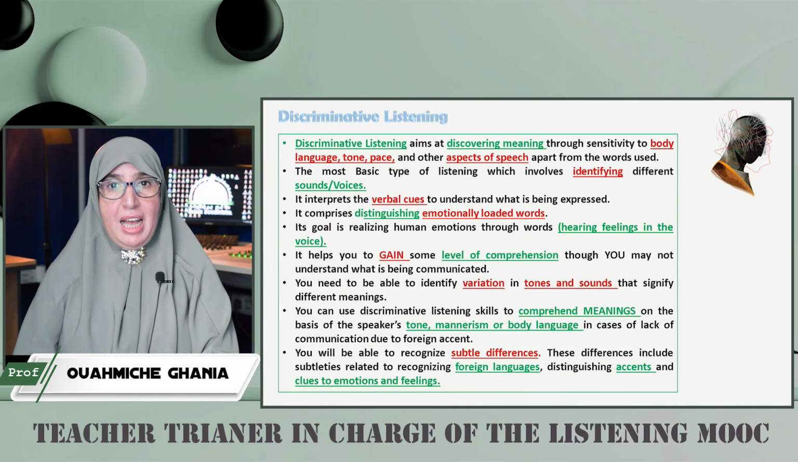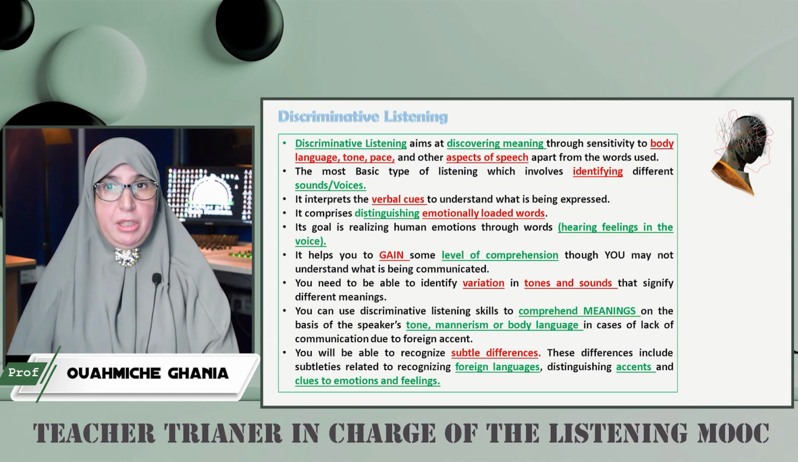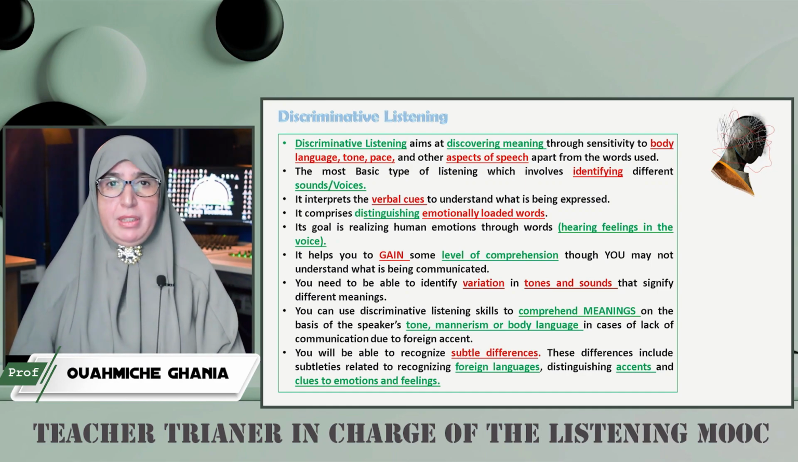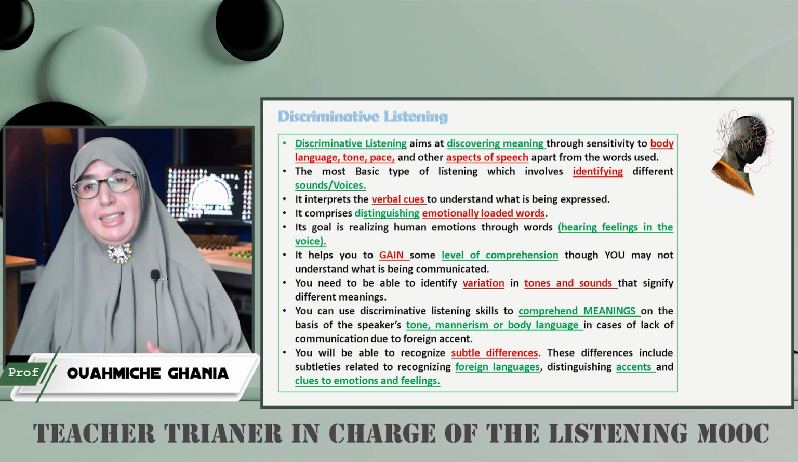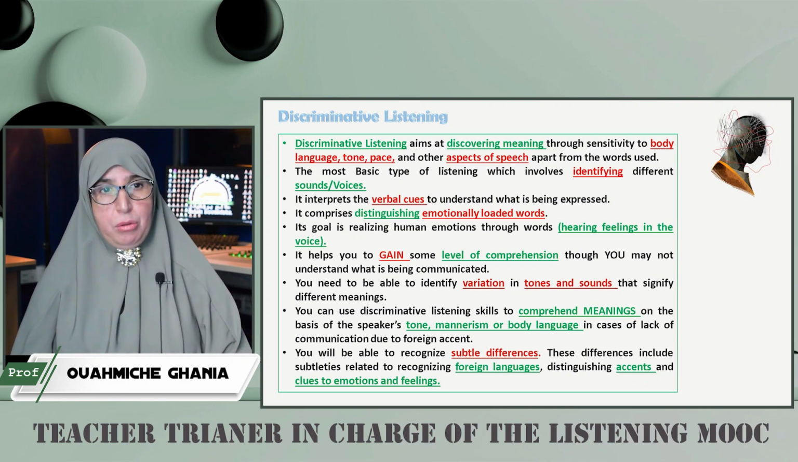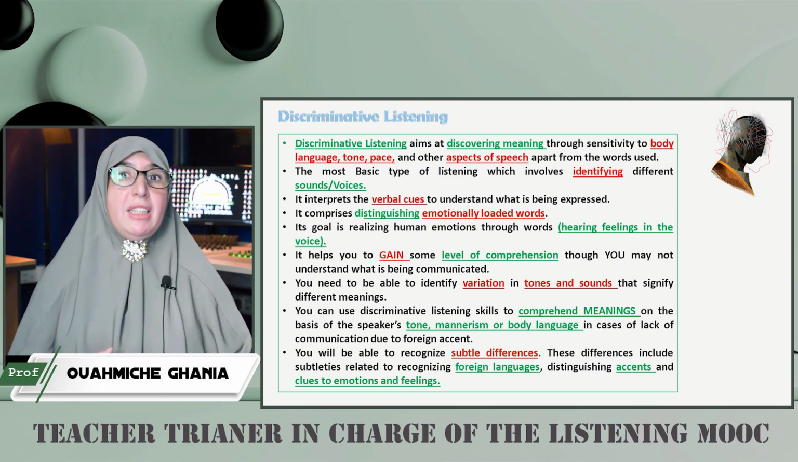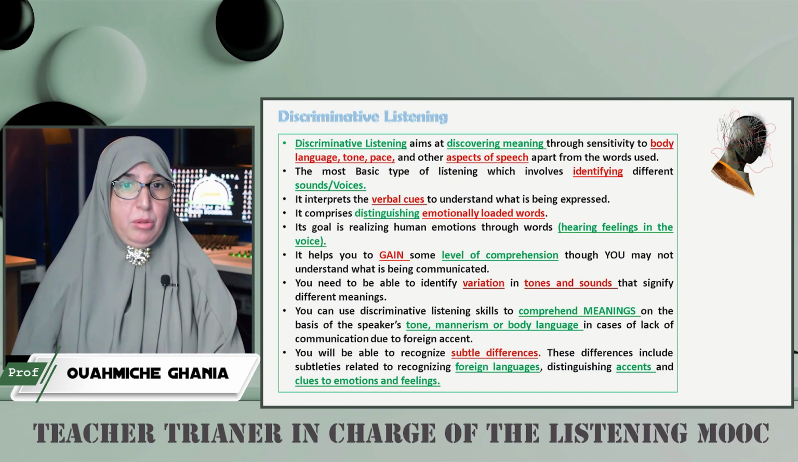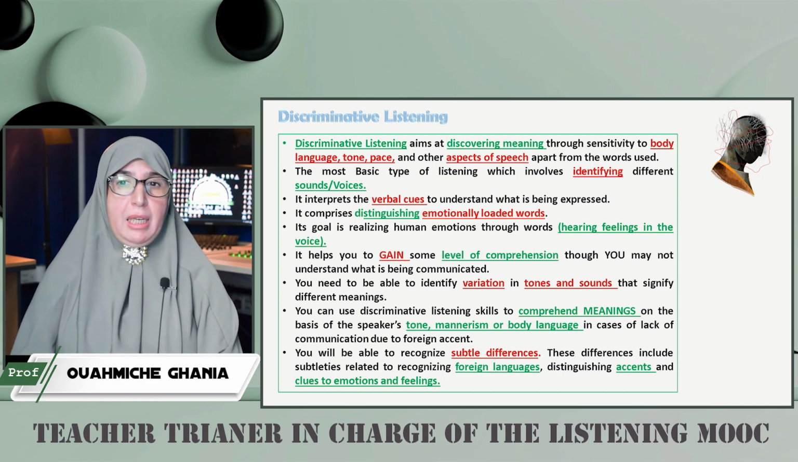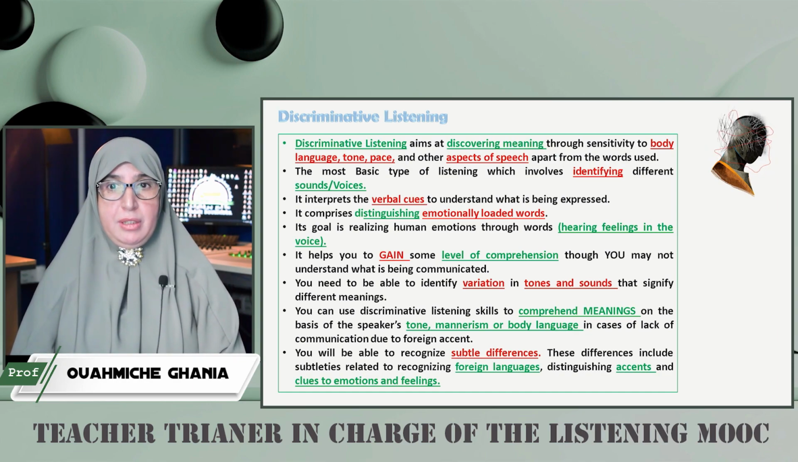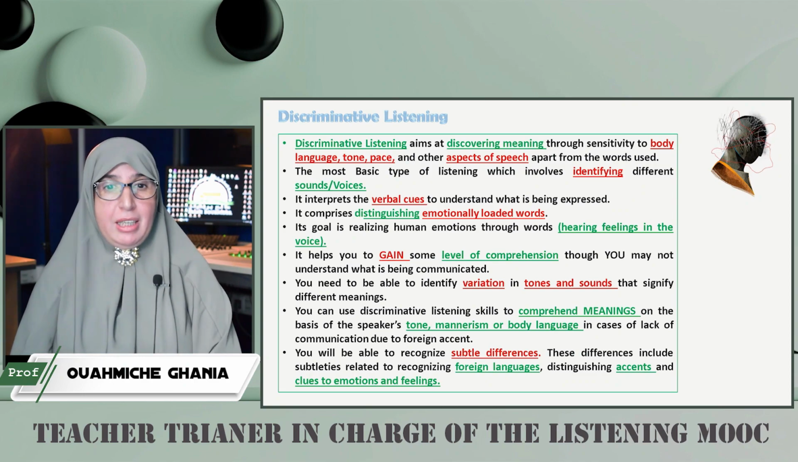Discriminative listening aims at discovering meaning through sensitivity to body language, tone, pace, and other aspects of speech apart from the words used. The most basic type of listening, which involves identifying different sounds, voices. It interprets the verbal cues to understand what is being expressed. It comprises also distinguishing emotionally loaded words. Its goal is to realize the human emotions through words, hearing, feeling in the voice.